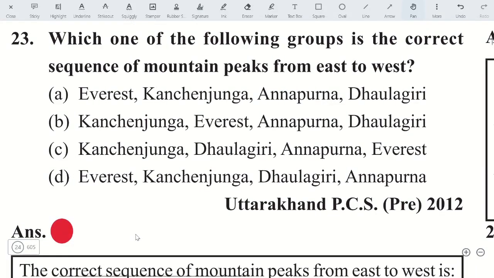Which one of the following groups is the correct sequence of mountain peaks from east to west? We have to find the correct sequence. Kanchenjunga is in Sikkim. Everest we can find at the border of Nepal and China. Then comes Annapurna, and then Dhaulagiri somewhere here. Then the option will be Kanchenjunga, Everest, Annapurna, and Dhaulagiri.